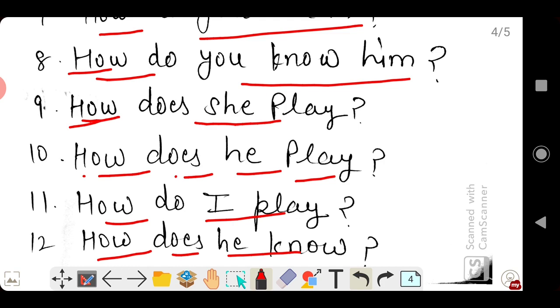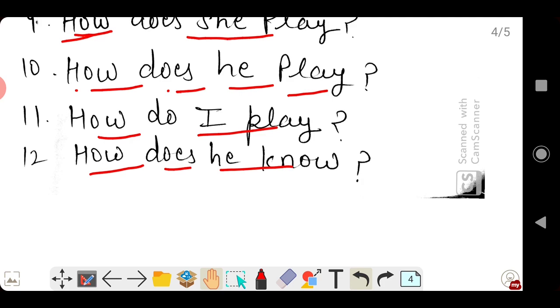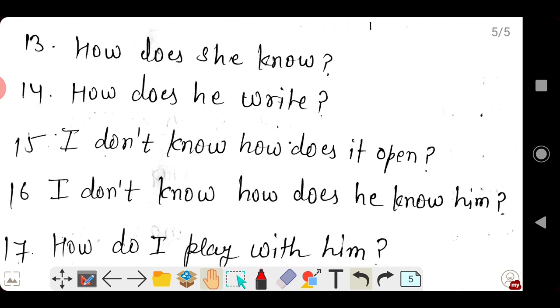How do you use how with simple actions? How do you know him? How does she play? How does he play? How do I play? How does he know? Okay. Next one. How does she know?